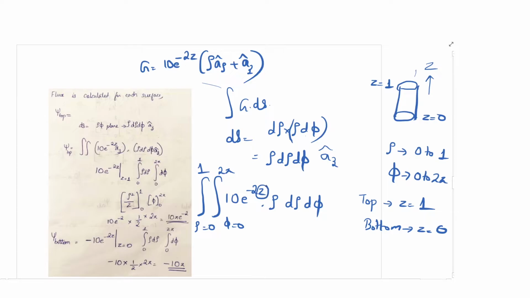Z value you substitute as Z is equal to 1. So it will be 10 e raised to minus 2 into integral rho d rho into integral d phi, phi varying from 0 to 2 pi and rho varying from 0 to 1. So it will be 10 e raised to minus 2 into rho square by 2, within the limit 0 to 1. D phi on integrating you get phi, again limit 0 to 2 pi. On multiplying you get 10 pi e raised to minus 2.